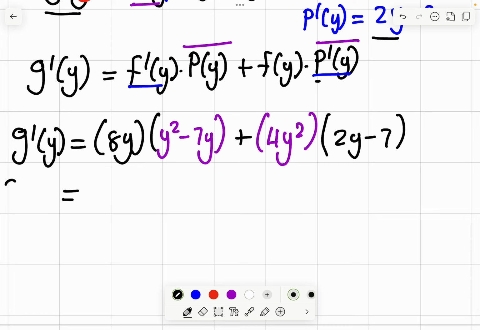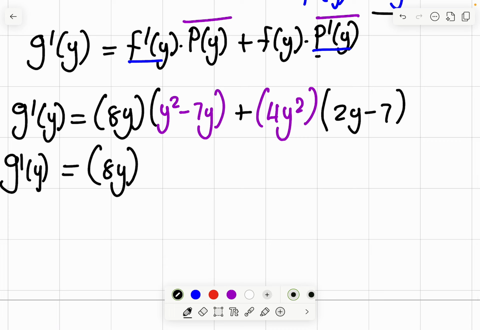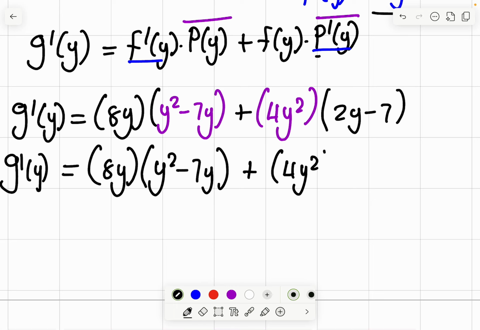So your answer is going to be g prime of y. For now it's easy to simplify that thing. If you want to simplify it, it's very simple. You can simplify it if you want. So you have 8y times y squared minus 7y, then plus 4y squared into 2y minus 7. You see, that's how you find the derivative of that thing.